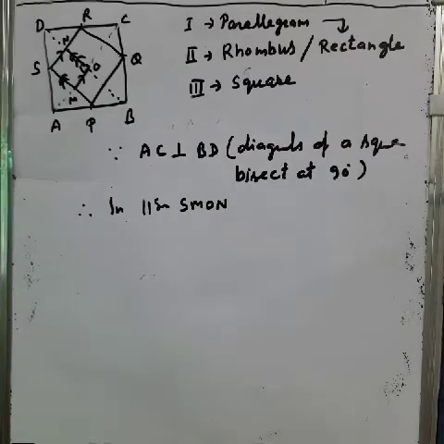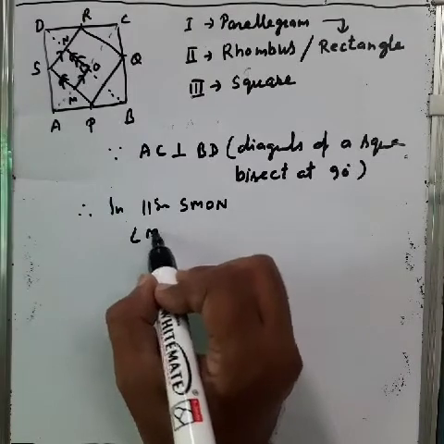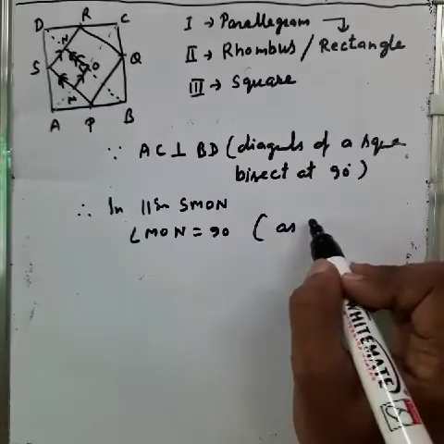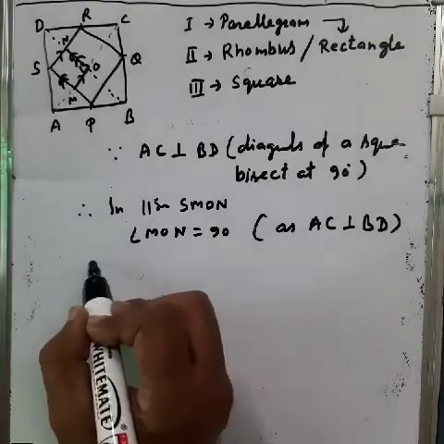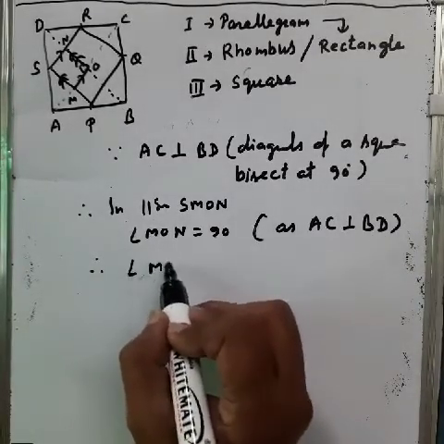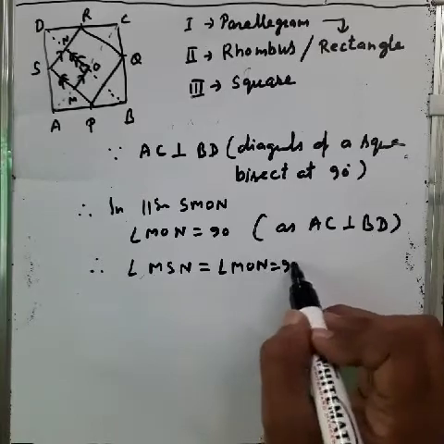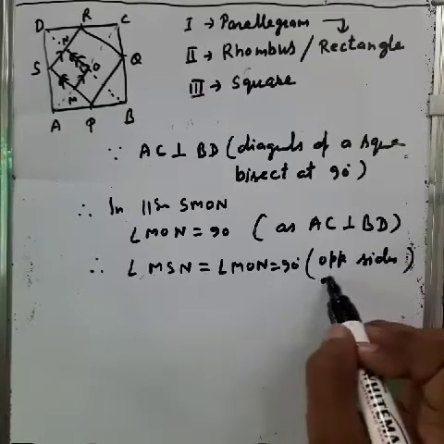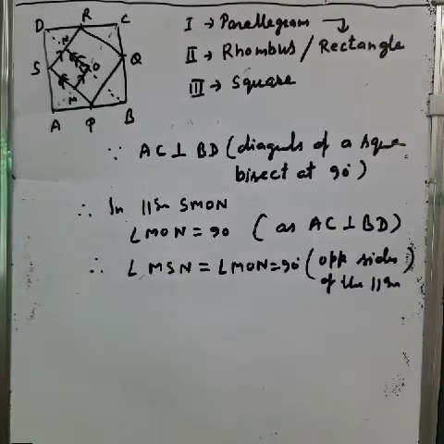So we can say in parallelogram SMON, angle MON equals 90 degrees. Reason: as AC is perpendicular to BD. Hence angle MSN equals angle MON equals 90 degrees. Reason: opposite angles of the parallelogram are equal. So that is why these angles will be equal.